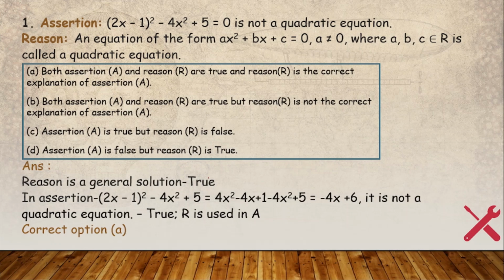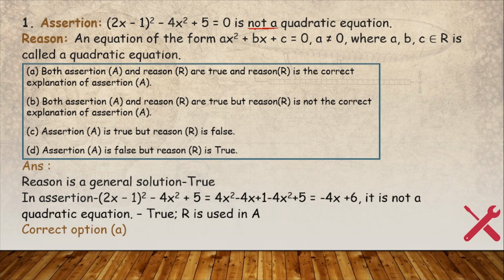We'll see practice questions. Question 1. Assertion: 2x minus 1 the whole square minus 4x square plus 5 equal to 0 is not a quadratic equation. Wherever you are getting a not statement, please underline, read it twice and understand the statement well, then go for conclusion. Reason: An equation of the form ax square plus bx plus c equal to 0, where a is not 0, and a, b, c belong to the real numbers, is called a quadratic equation.